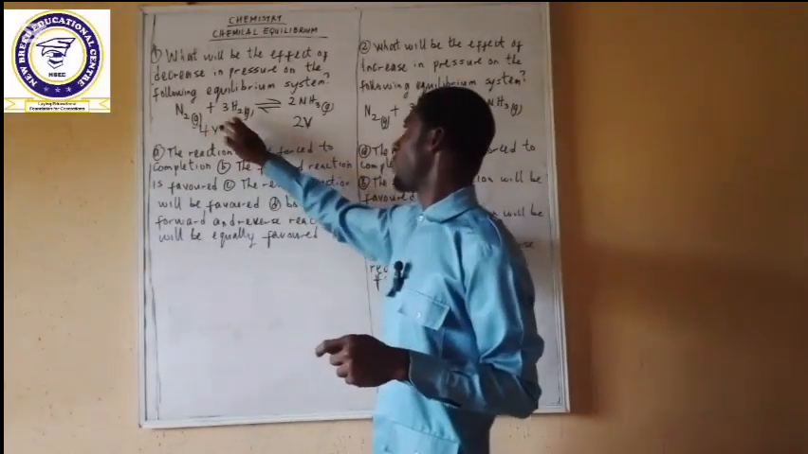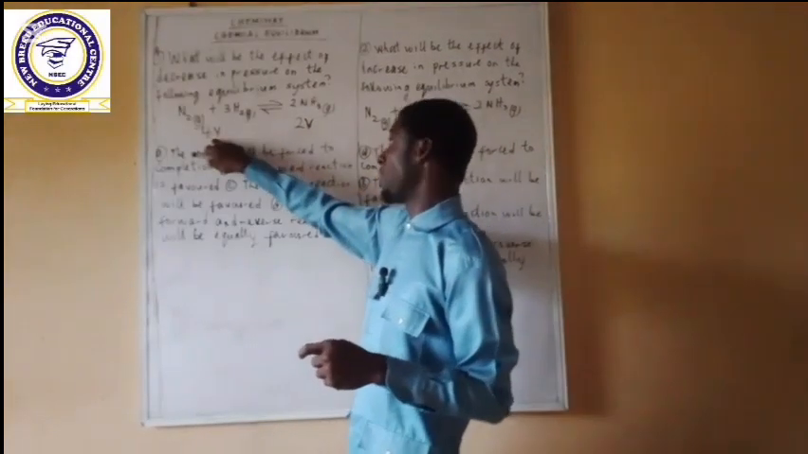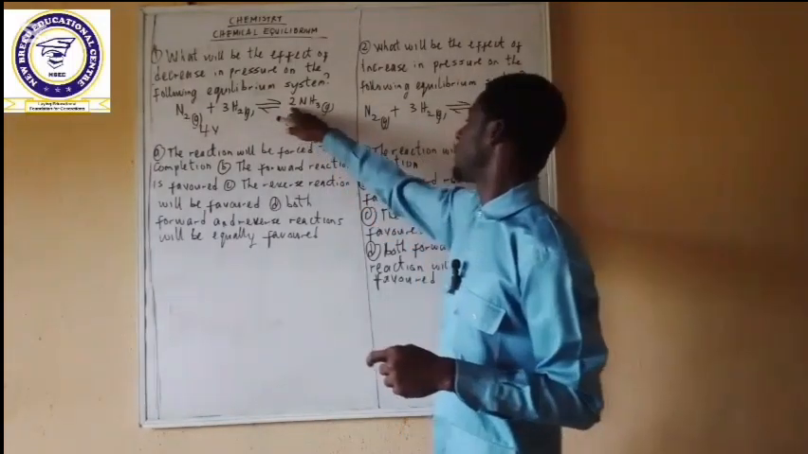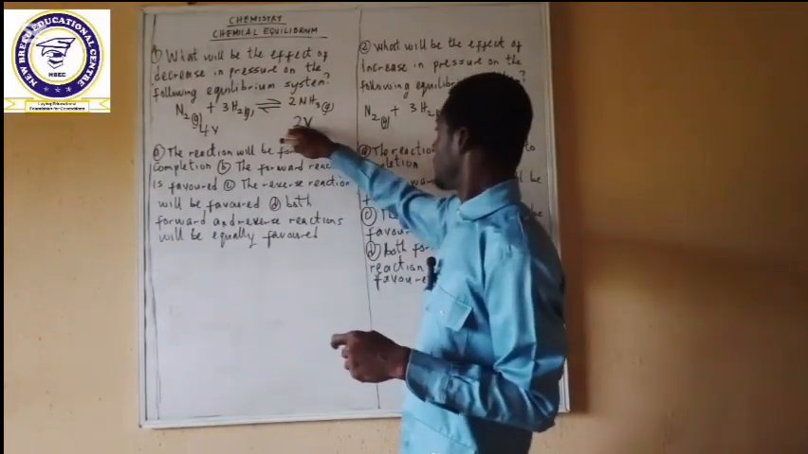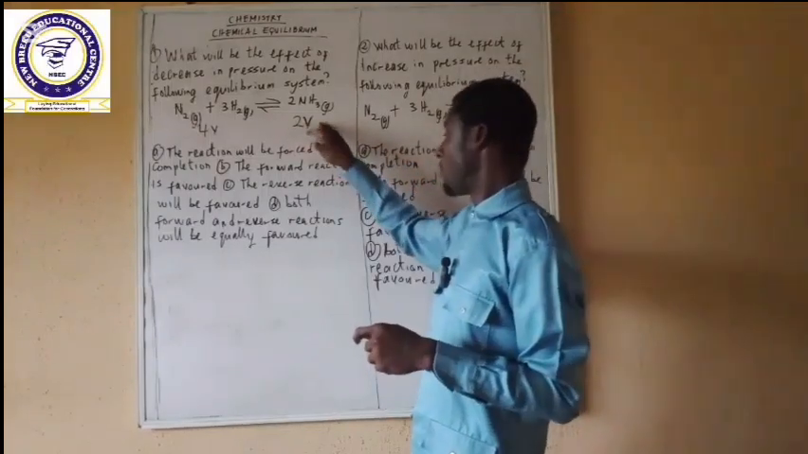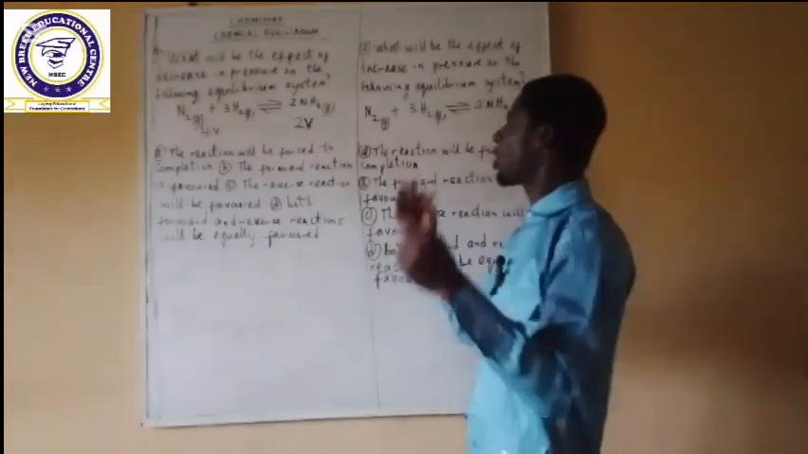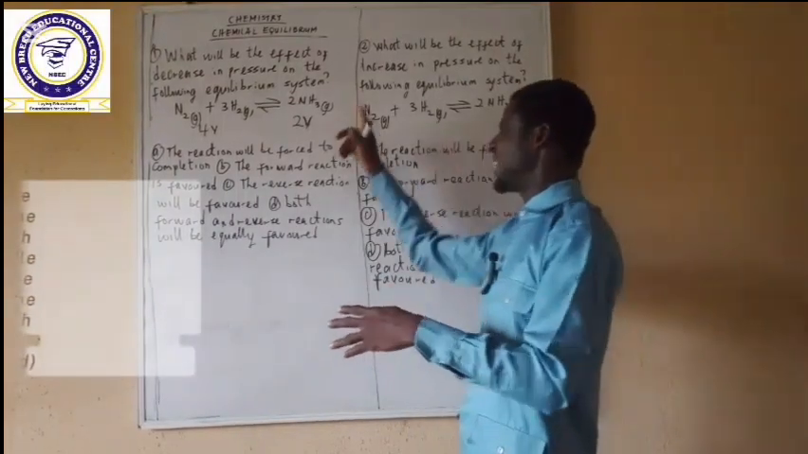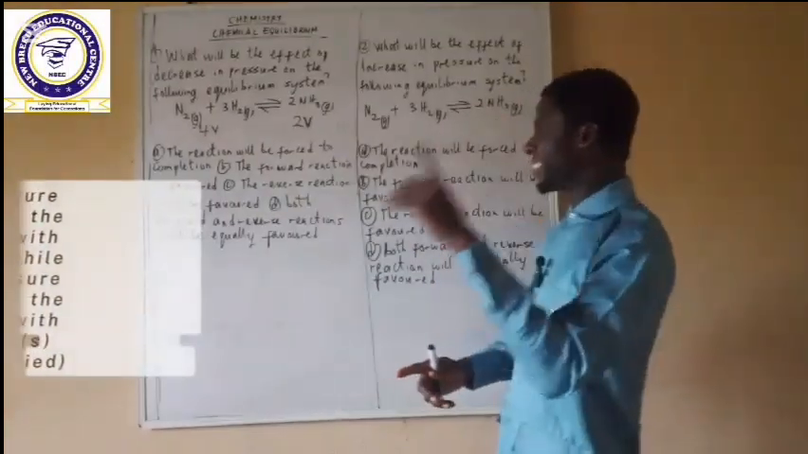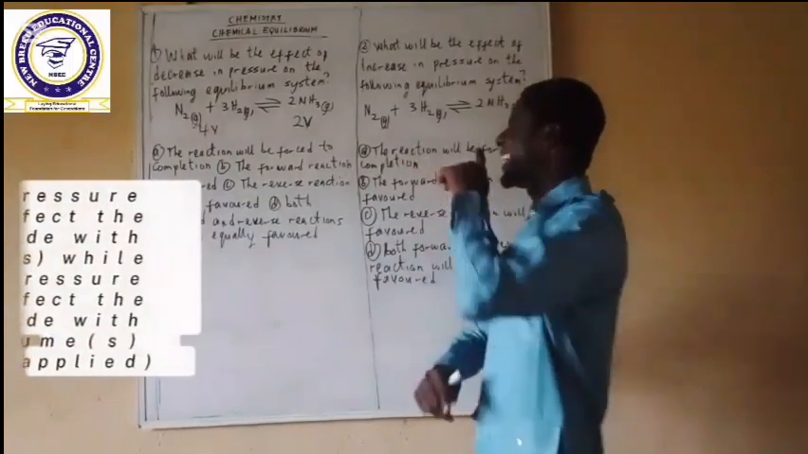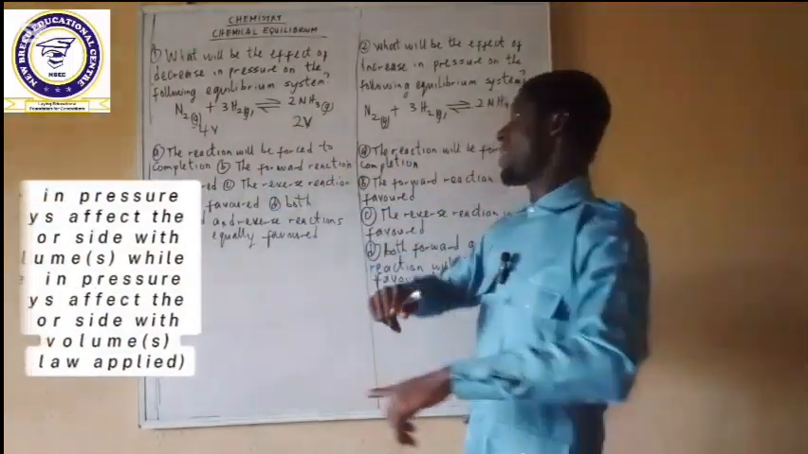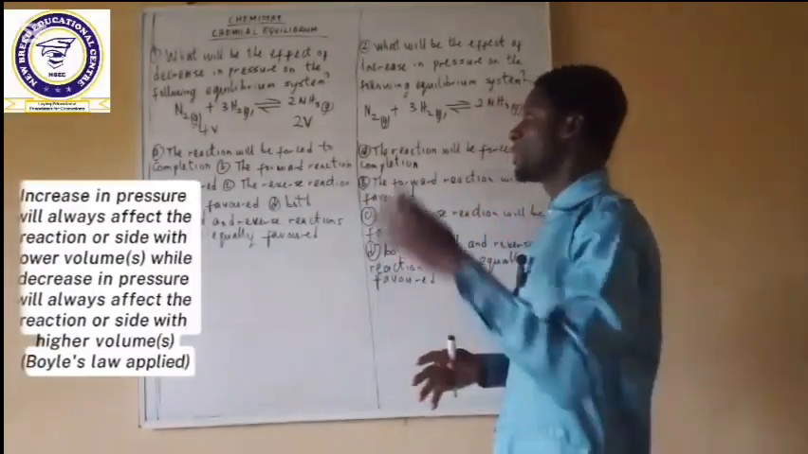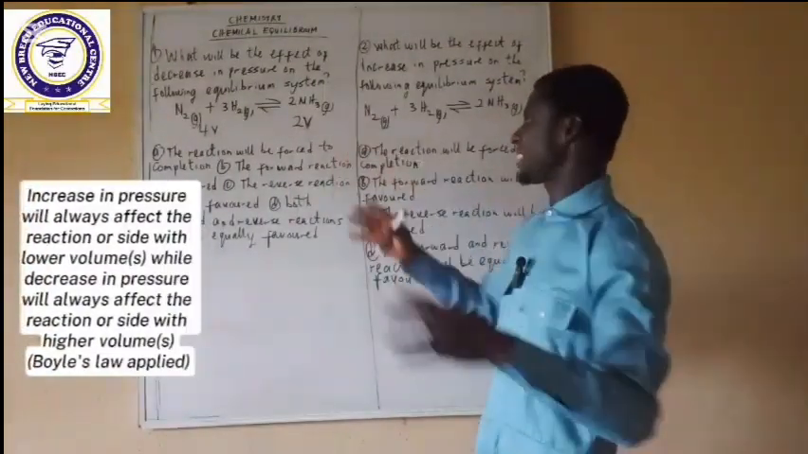We have 4 mole, which is also equal to 4 volume. Here we have 2 moles. 2 here is proportional to what? To volume. Now, according to Boyle's law, decrease in pressure is inversely proportional to increase in volume, while increase in pressure is inversely proportional to decrease in volume, because pressure and volume are inversely proportional.